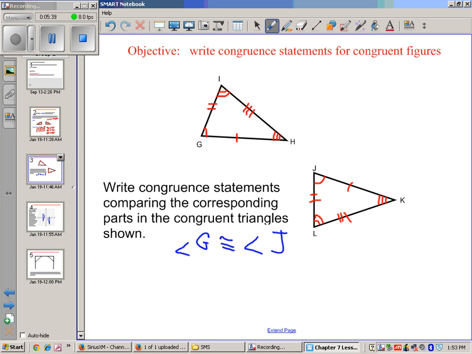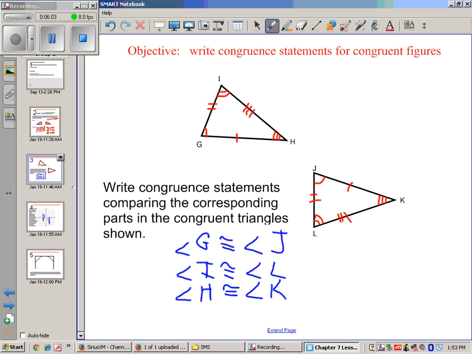That's congruent. Now we have angle I. It's got two little half moons. Look at this triangle, two half moons is angle L. Angle L is congruent with angle I. So that must mean angle H is congruent to angle K.